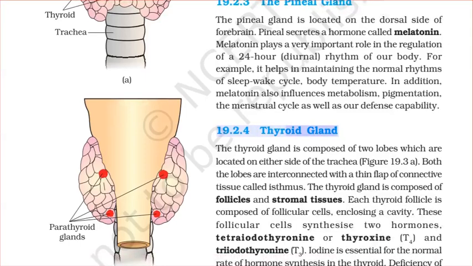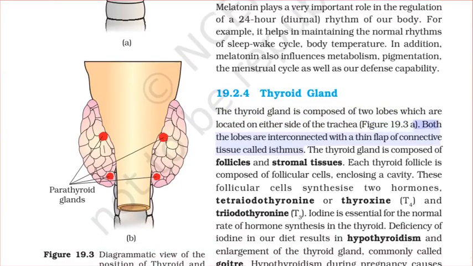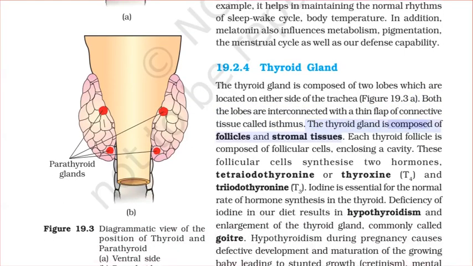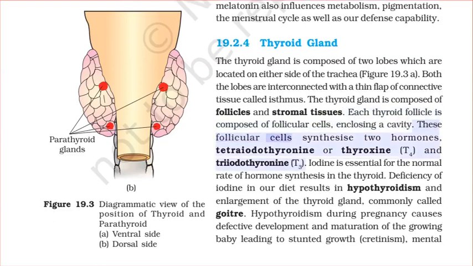Thyroid gland. The thyroid gland is composed of two lobes which are located on either side of the trachea. Both the lobes are interconnected with a thin flap of connective tissue called isthmus. The thyroid gland is composed of follicles and stromal tissues. Each thyroid follicle is composed of follicular cells enclosing a cavity. These follicular cells synthesize two hormones, tetraiodothyronine or thyroxine, T4, and triiodothyronine, T3.